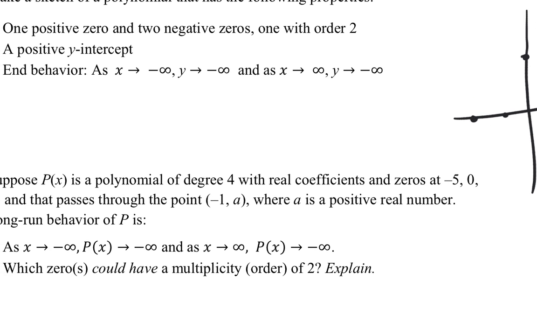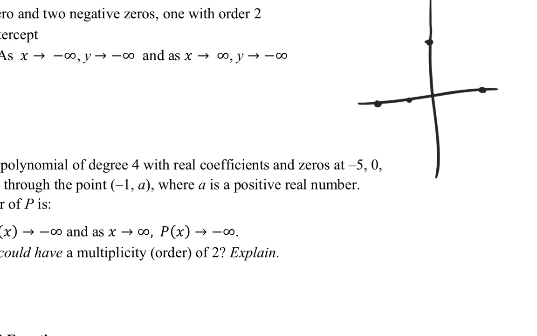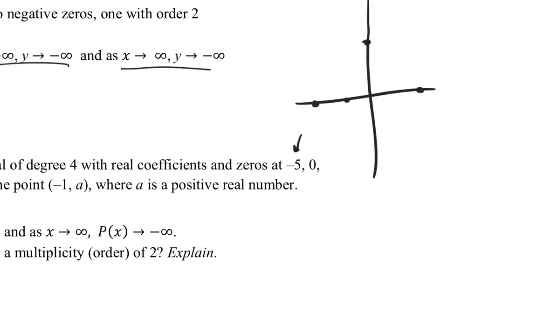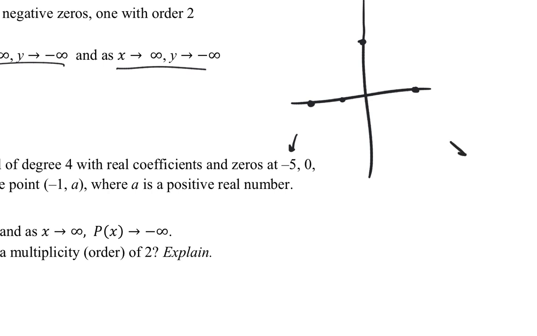And we know that as our end behavior, as x goes to negative infinity, y goes to negative infinity. So we should have something down here. And as x goes to positive infinity, y also goes to negative infinity. So it's going to look like that as well.